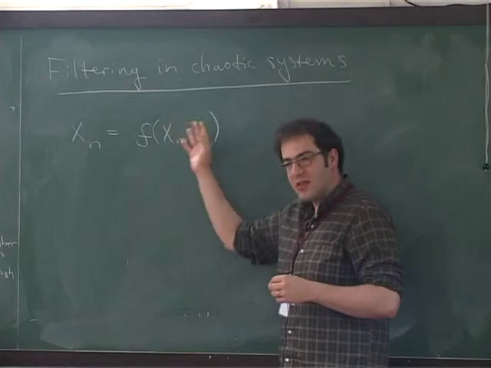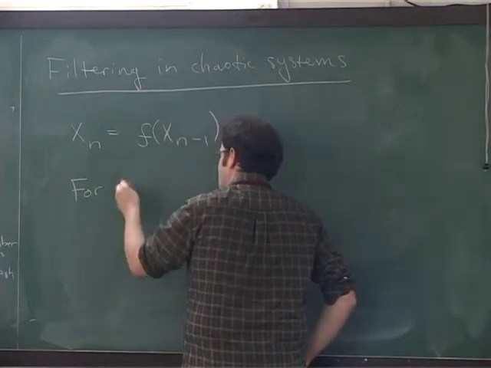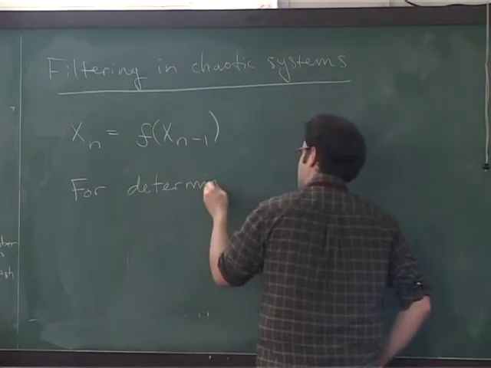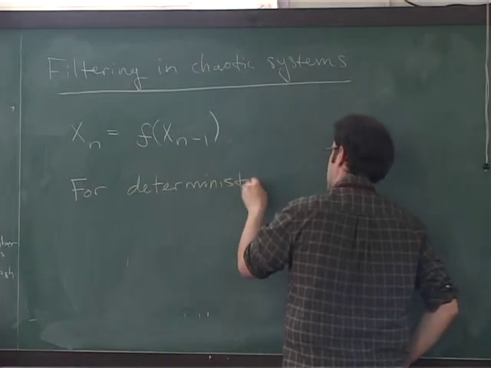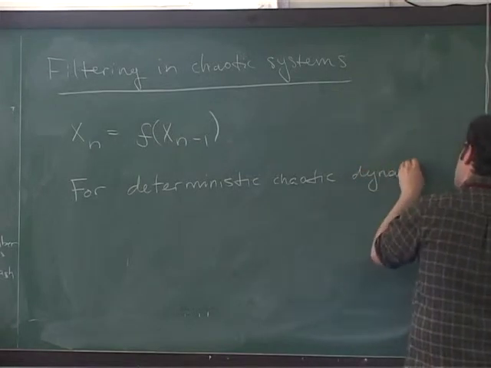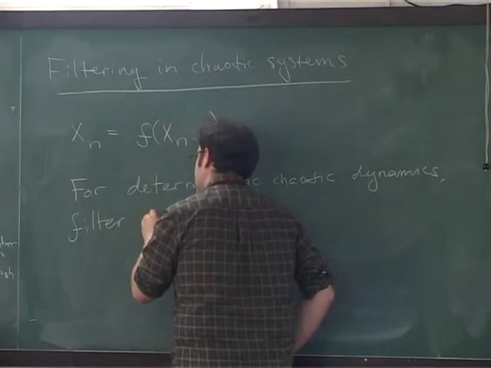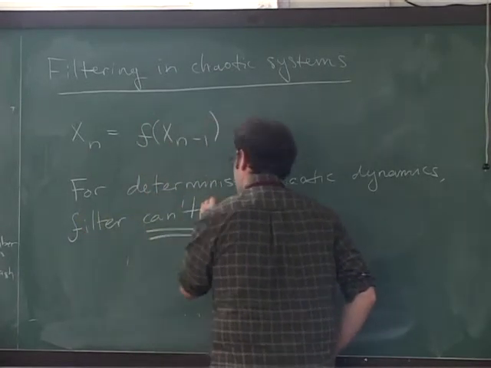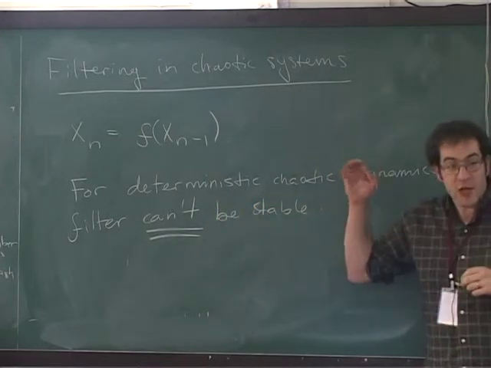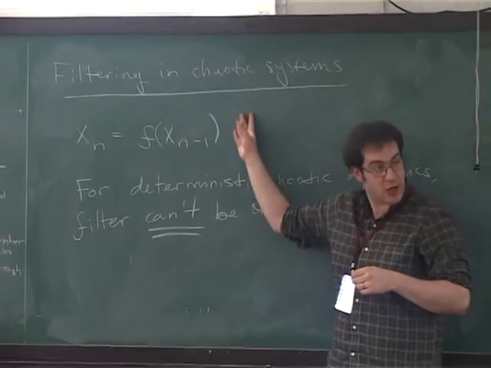And the sad thing about deterministic chaotic dynamics is that the filter can't be stable. Even if it's chaotic, and particularly if it's chaotic, it's impossible for the filter to be stable when you have no noise on your dynamics.